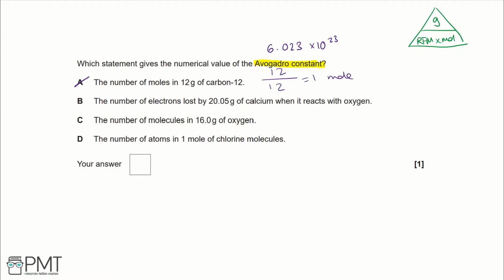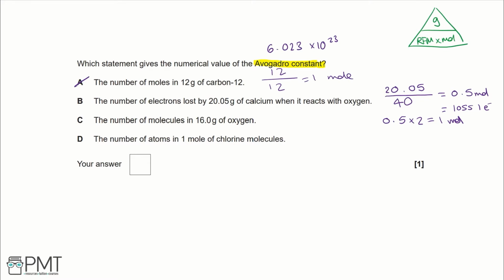Next, looking at B. This question requires a little bit more calculation. Again using the equation triangle to work out moles, we've got 20.05 grams of calcium, and we're dividing it by its relative formula mass of 40, and that equals 0.5 moles. This is equivalent to the loss of 1 electron, but when we form calcium oxide, we lose 2 electrons. So we're going to multiply this by 2, so 0.5 times 2 is equal to 1 mole.